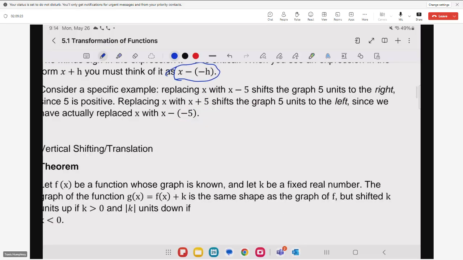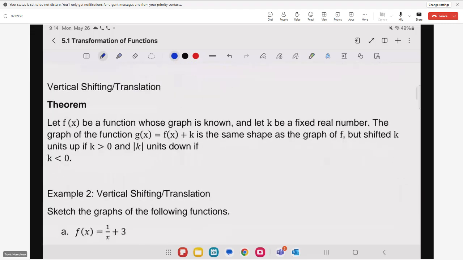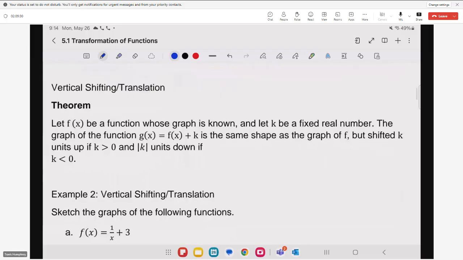Okay, so the next transformation is vertical shifting, and this is actually the last transformation that we do on the homework, but it's appropriate to talk about it now. So let f of x be a function whose graph is known, and let k be a fixed real number. The graph of the function g of x equals f of x plus k is the same shape as the graph of f, but shifted k units up if k is bigger than 0, and k units down if k is less than 0.